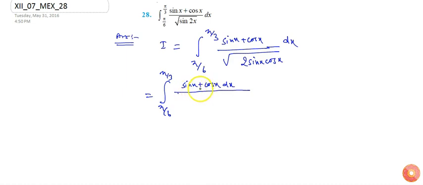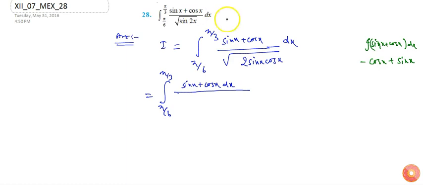I first see what the antiderivative of sin x plus cos x is. So the antiderivative of sin x plus cos x is the integration of sin x plus cos x dx, and the integration of sin x plus cos x dx is minus cos x plus sin x. So if I need to use the substitution method here, then I have to make a perfect square of sin x minus cos x, so that I can use the substitution method here.